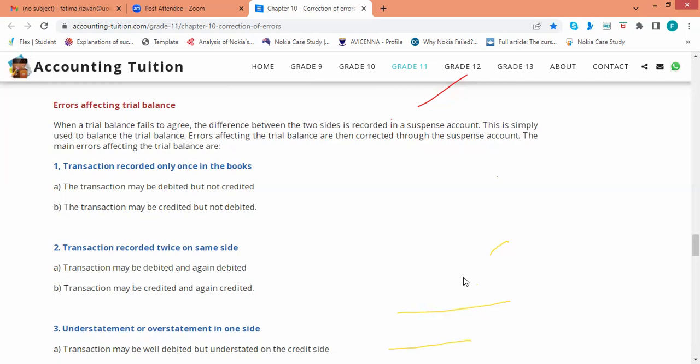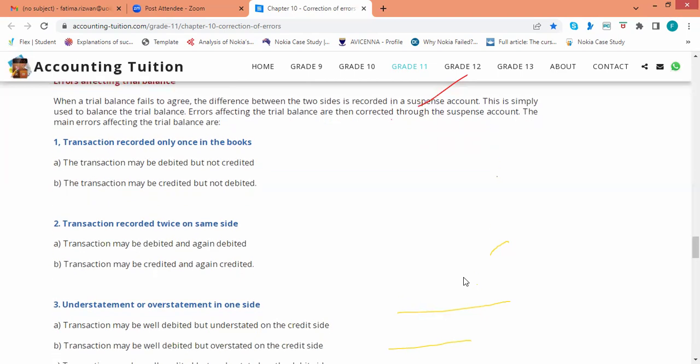Number two, transaction recorded twice on the same side. The transaction may be debited and again debited. For example, purchases debited and cash also debited. Yeah, cash debited and sales also debited. So one side is supposed to be debited while the other side is supposed to be credited. That we know. But by mistake, you have debited twice or you have credited twice, right? So this is also a mistake.